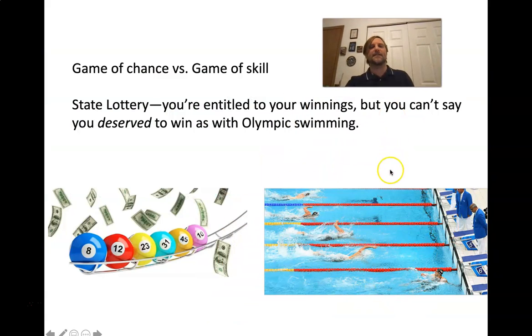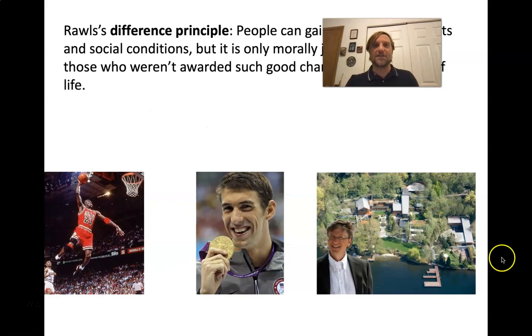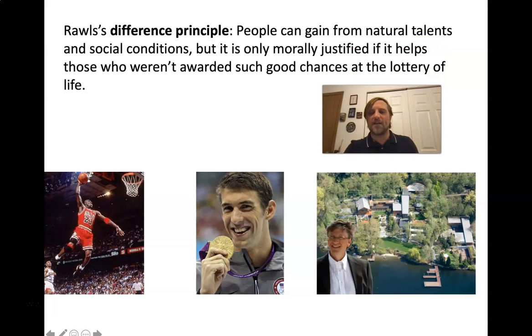So he gets us to think about it in terms of a game of chance versus a game of skill. If you win the lottery, no one's going to argue that you are not entitled to those winnings. You got the right set of numbers. You got lucky. But it's not the same as Michael Phelps or someone winning an Olympic sport or any sort of game where they deserve to win. It's different there. The game of skill is a game where you deserve to win. So how do we get out of this conundrum?